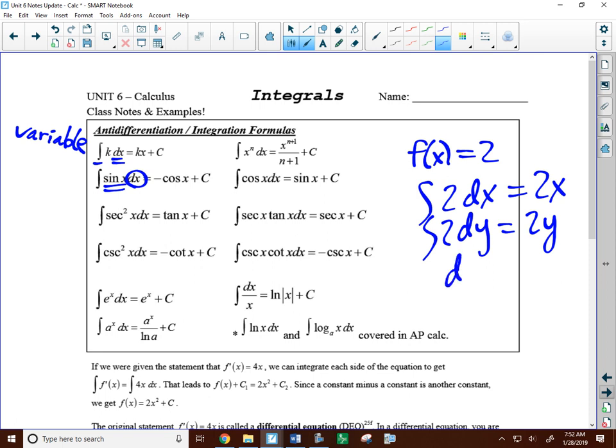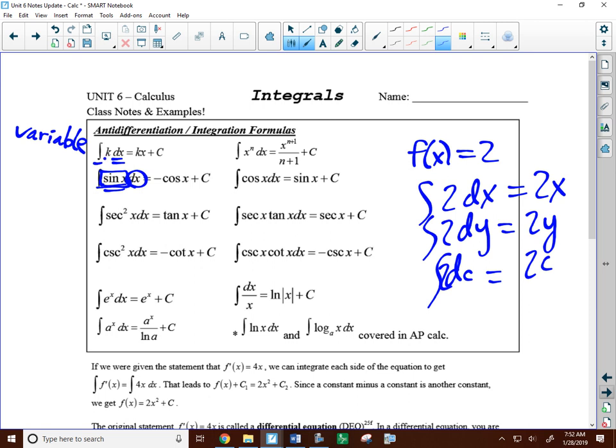It's just the variable. It's just telling you what variable to integrate. So if it said dc, then the answer would be 2c. Just the variable. That's all it is. So that dx has nothing to do with impacting the actual function. Okay, it's just there as a guide telling you what variable.